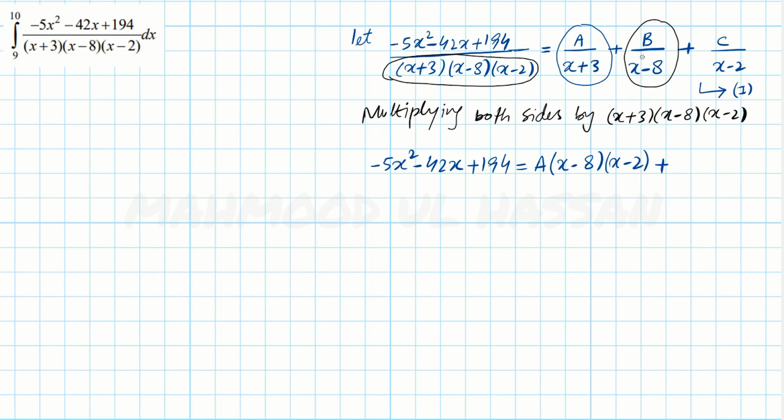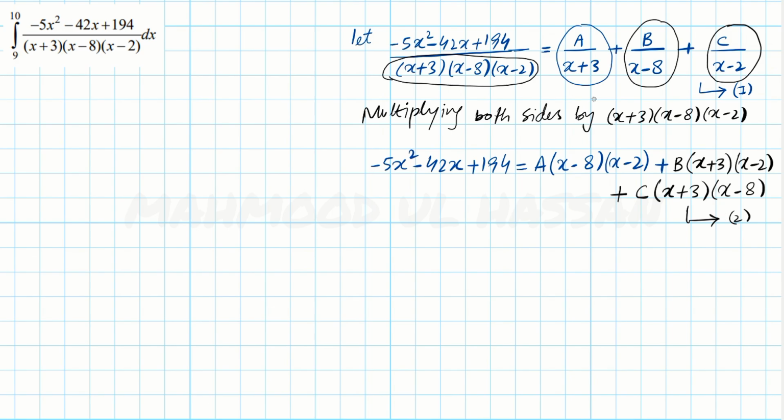Then plus the same here: when we multiply with the second term, just x - 8 will be cancelled, we get B times (x + 3)(x - 2). And when we multiply with the third term, the x - 2 factor will be cancelled, we get C times (x + 3)(x - 8). Okay, so this is what we call equation number 2, right?